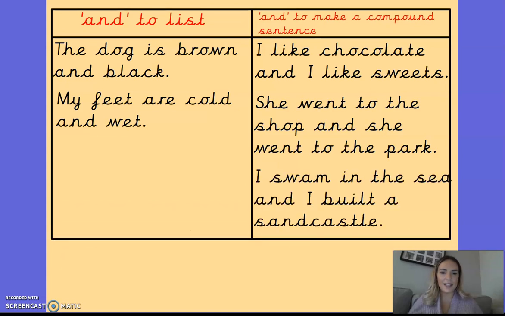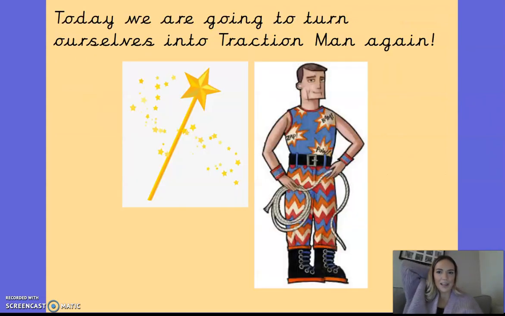Let's check. It is "and to make a compound sentence" because it is two sentences that have been joined together to make one compound sentence. So well done if you got all of those correct. Okay, so on to our main part of our learning. So that was our starter.